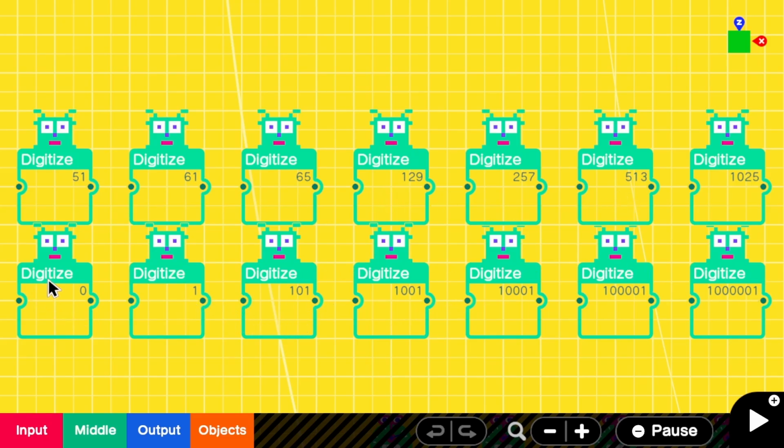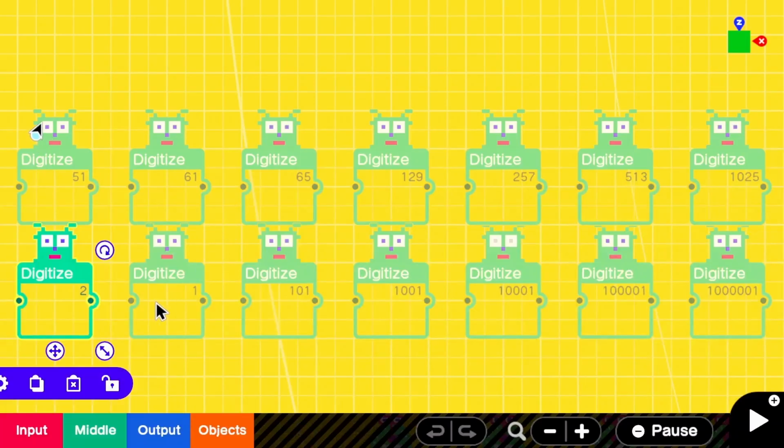Now, digitize 0 and 1, these actually don't work. I don't think the game accounted for anyone using these settings, so this is just for show. This doesn't do anything. Basically just outputs, say, 0, whatever.